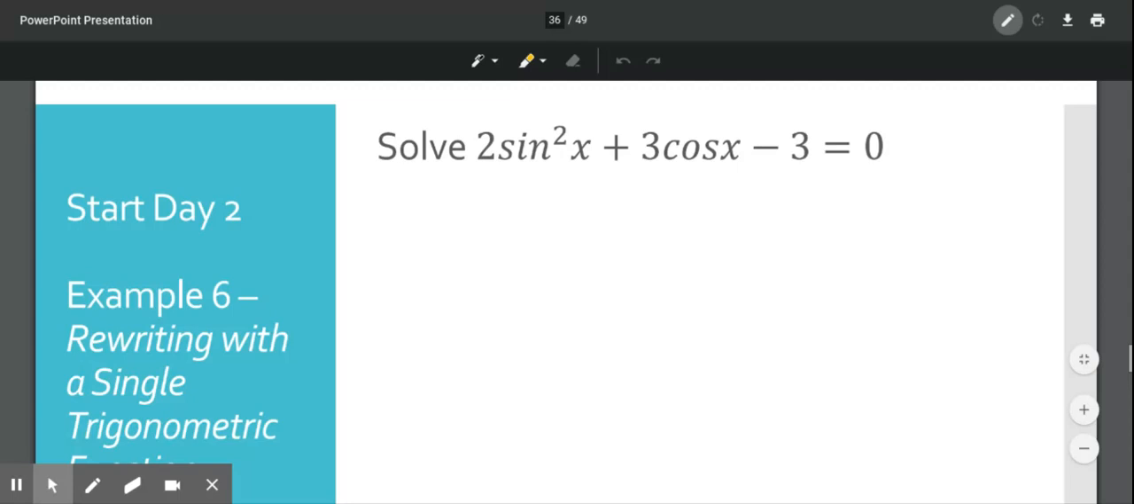ones with this. So when we look at this first example, and we have 2 sine squared plus 3 cosine minus 3 is 0, it looks quadratic, but the issue here is that the functions are different. So we're going to have to take a couple additional steps to maybe use a trig identity that we can substitute in to make it so it has the same function.